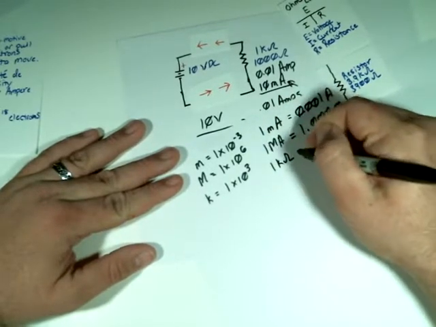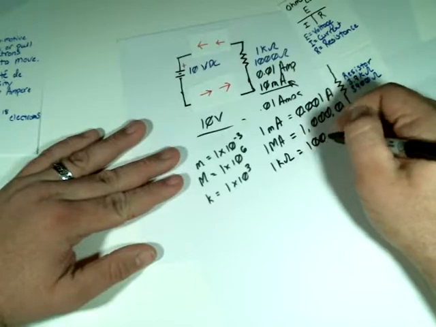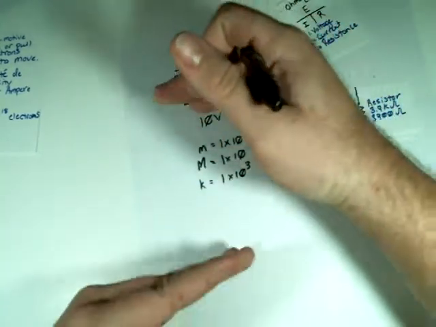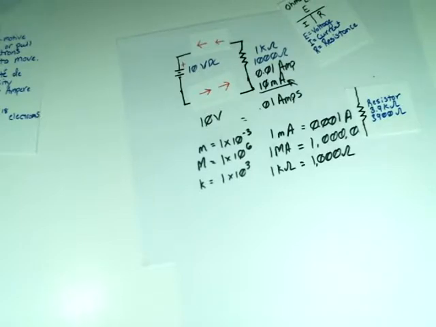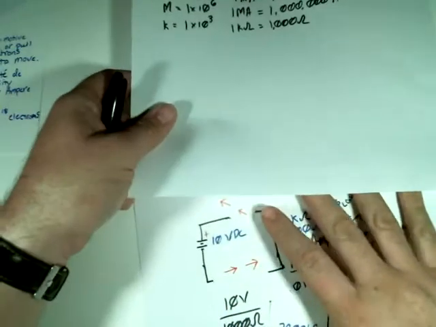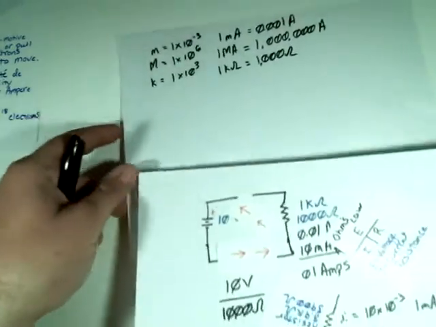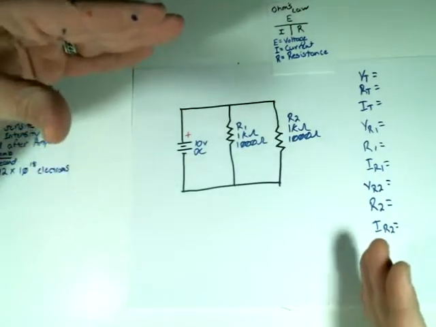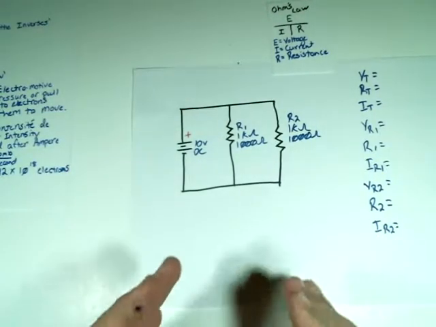So like 1 kΩ is 1,000 ohms. Okay, so this is the basics of what we're going to be doing in this lesson. I'll stick this up here. We'll refer to that later. Alright, so let's do some basic analysis on this really rudimentary parallel circuit.